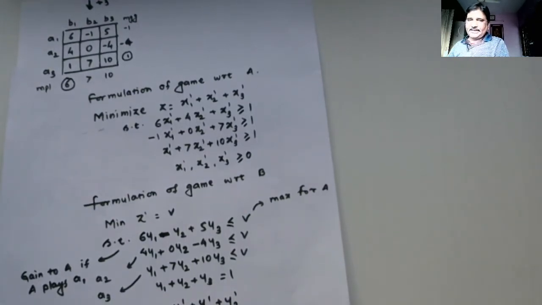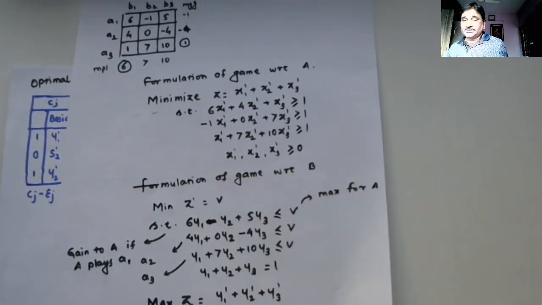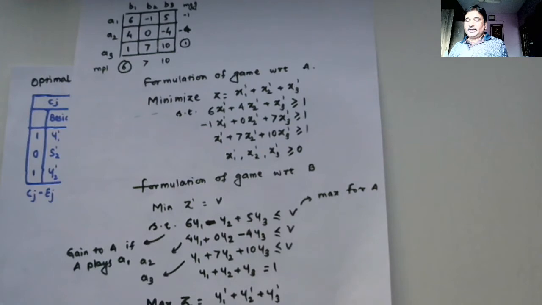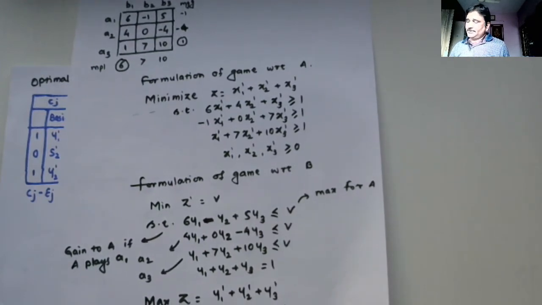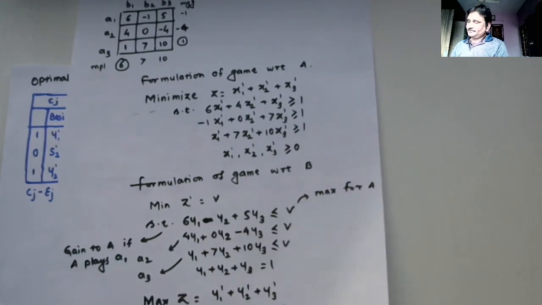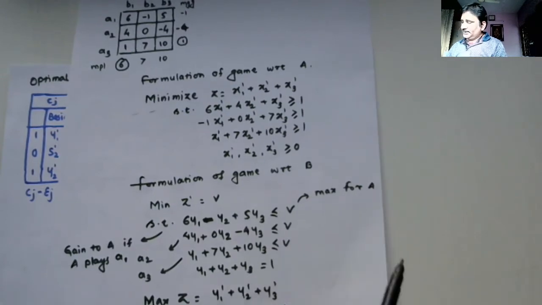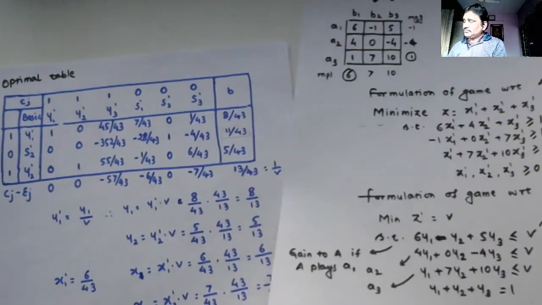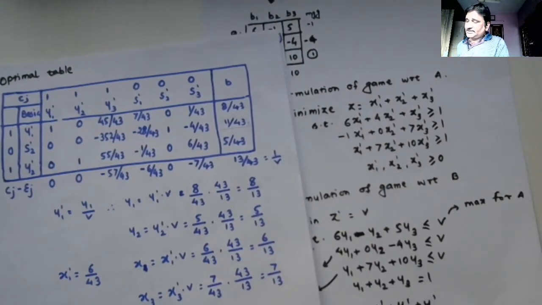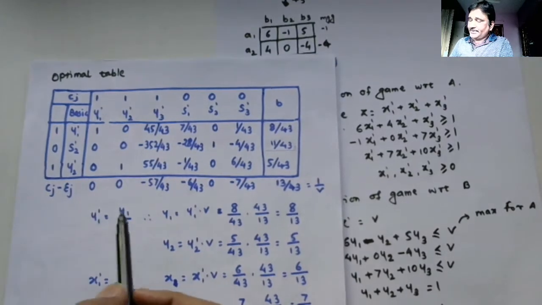That is a peculiarity of the LPP formulation of the game. All objective function coefficients of the variables involved in the formulation of the game will finally be equal to 1, and the right hand side of the constraint is also 1. So after solving that problem by simplex method, this is the simplex table finally, right?